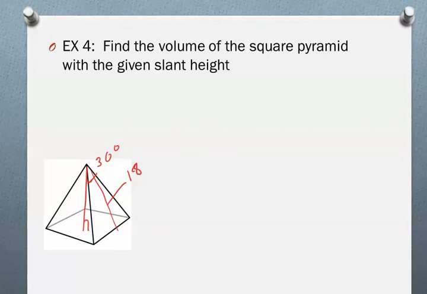Example number 4 asks us, given the slant height of the square pyramid, find the volume. So remember that for the volume of a pyramid, we're going to take 1/3 of the base and then times it by the height. Now, there's a couple of things we need to figure out. We need to figure out what the base is and also what the height is.